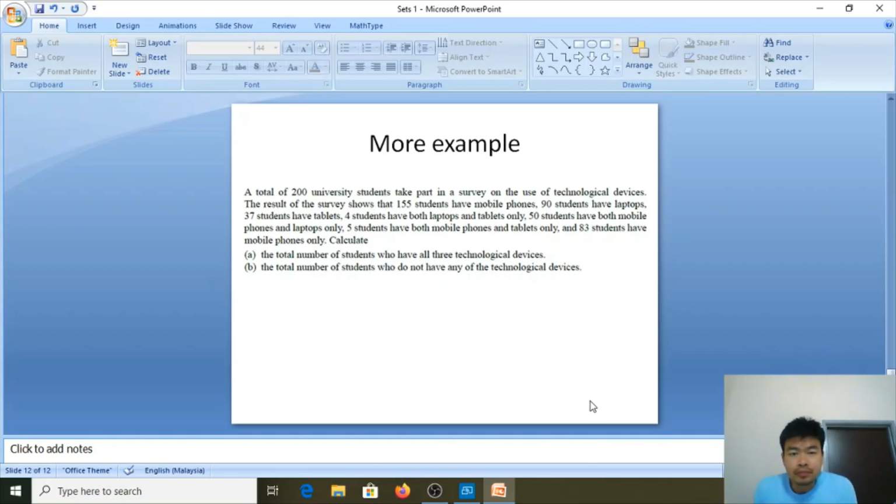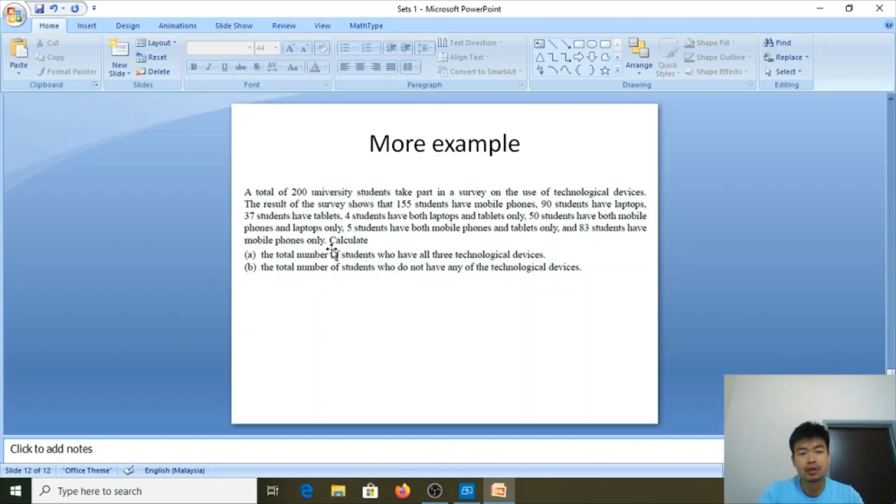Next question. Okay, let's read the questions together. A total of 200 university students take part in a survey on the use of technological devices. The result of the survey showed that 155 students have mobile phones, 90 students laptops, 37 students tablets, 4 students both laptop and tablets only, 50 students have both mobile phone and laptops only, 5 students mobile phones and tablets only, 83 students have mobile phones only.